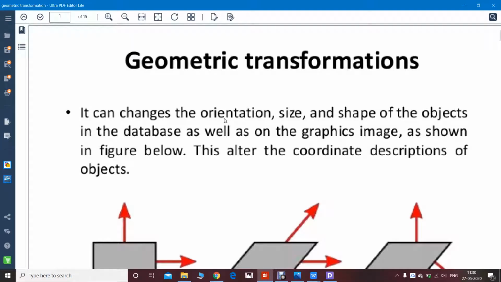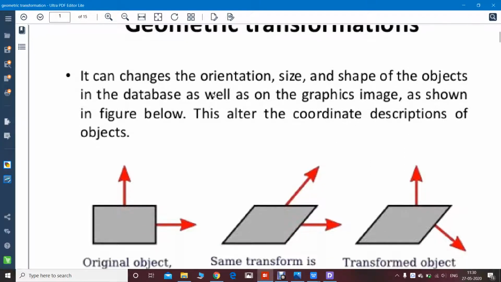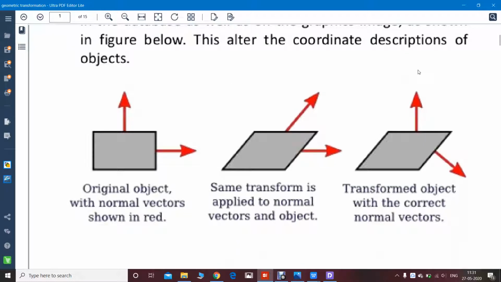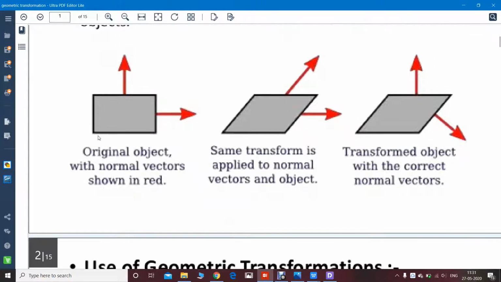Hello friends, our topic today is geometric transformation in CAD. First of all, we see what geometric transformation is. It can change the orientation, size and shape of the object in the database as well as on the graphics images, as shown in the figure below. This alters the coordinate description of objects.